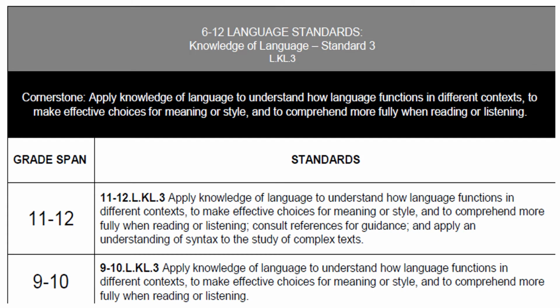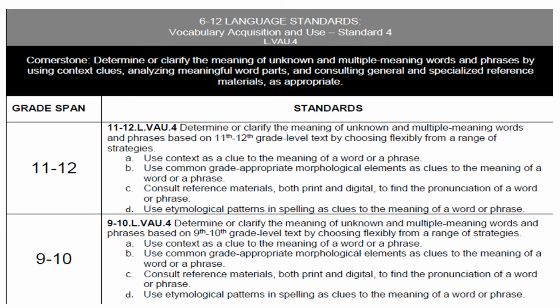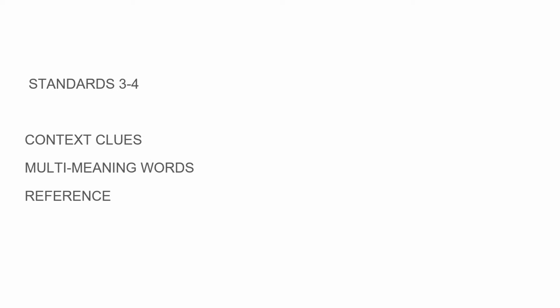Standard 3. Apply knowledge of language to understand how language functions in different contexts. Meaning or style, the key words here. Number 4 looks pretty big, but use context clues. Common, grade appropriate morphological elements as clues. And let me translate that. You read something, you figure out what it means. Context clues, using multiple meaning words and looking at references. This helps when it comes time for writing.